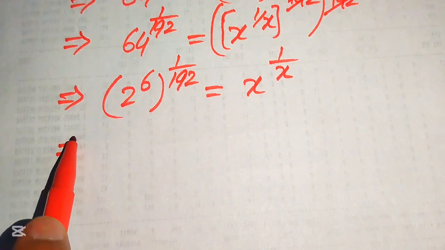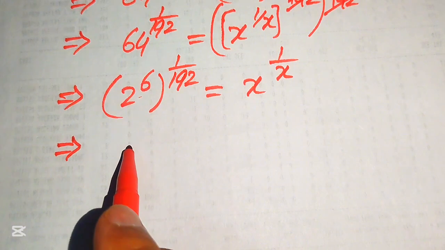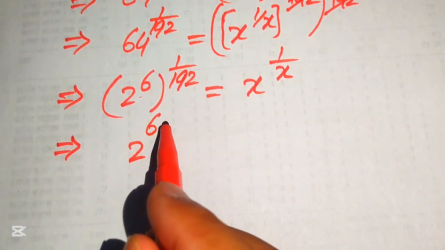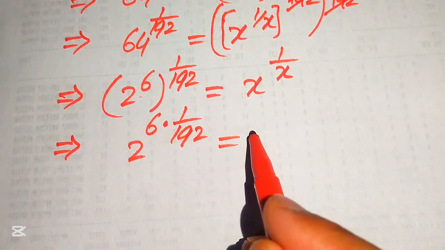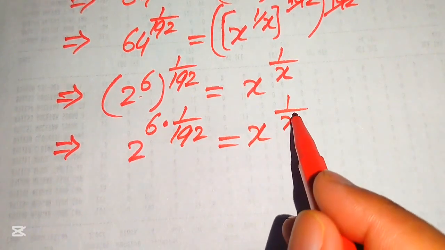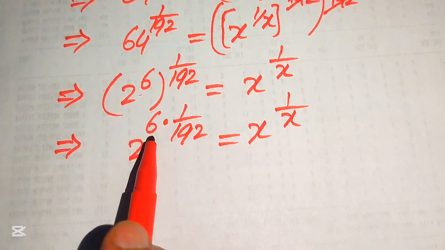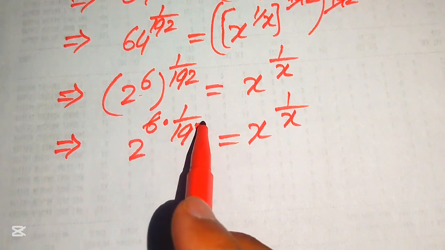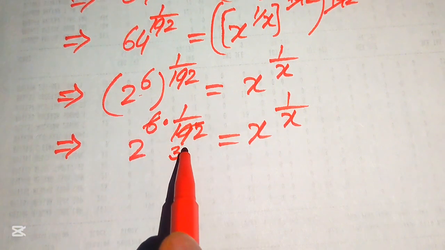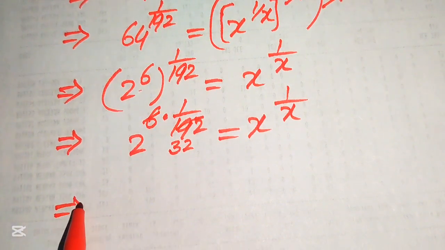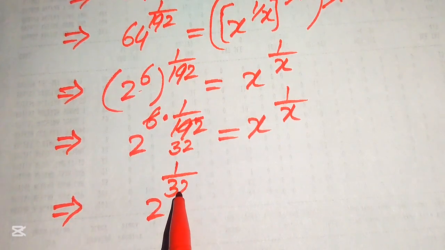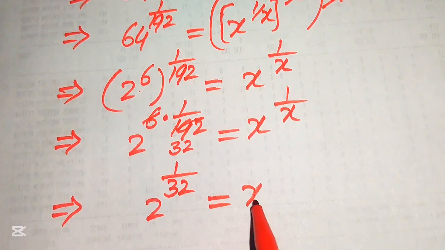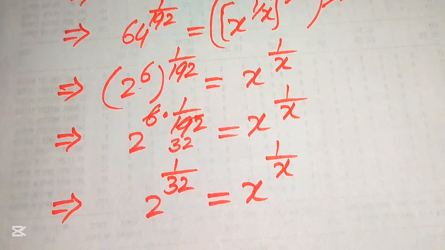But here first we need to multiply these two exponents, and it will be written as 2 to the power of 6 multiplied by 1 over 192 is equal to x to the power of 1 over x. Now we cancel these terms. You see here this is 6 3s are 18 and carry 1, and 6 2s are 12. So we will obtain here in the left hand side 2 to the power of 1 over 32 is equal to x to the power of 1 over x.